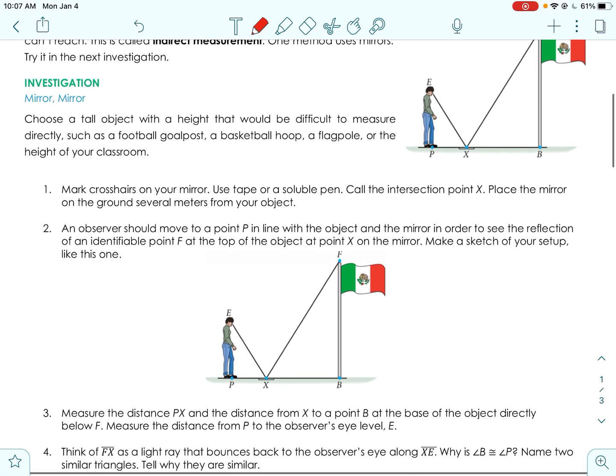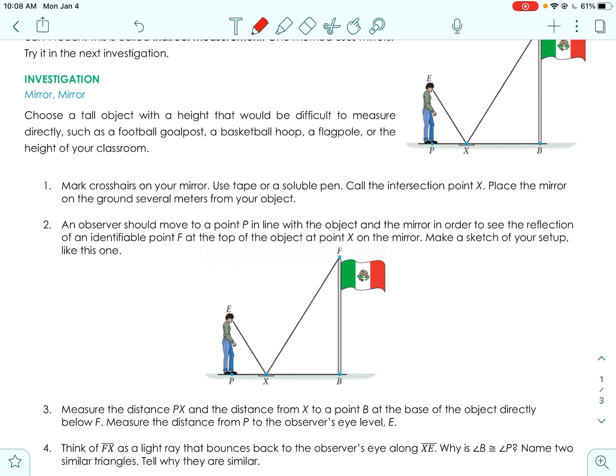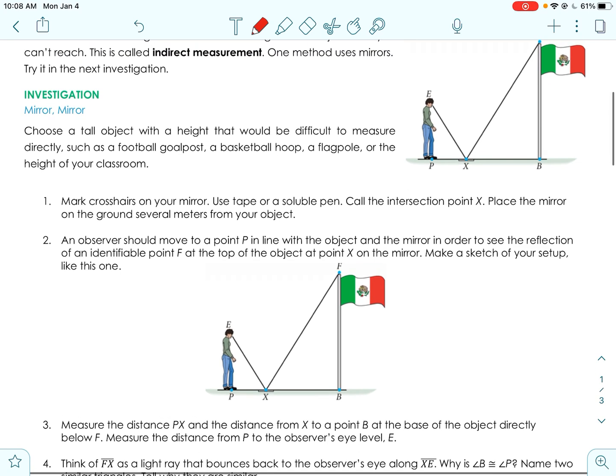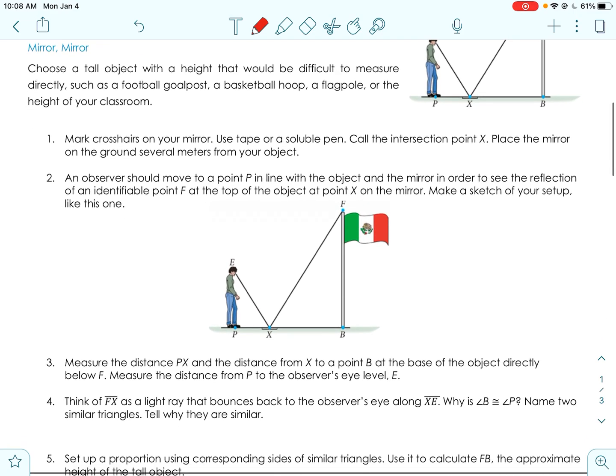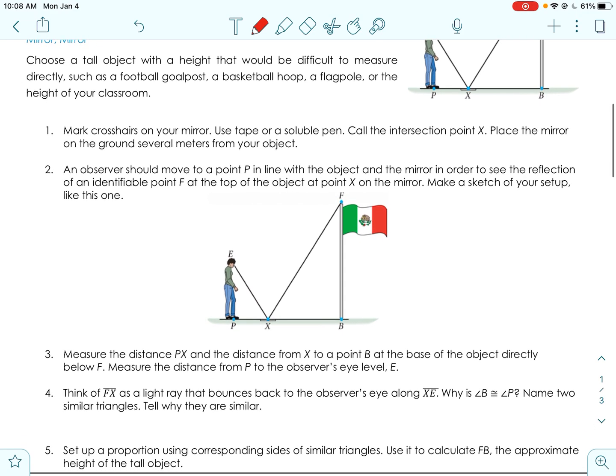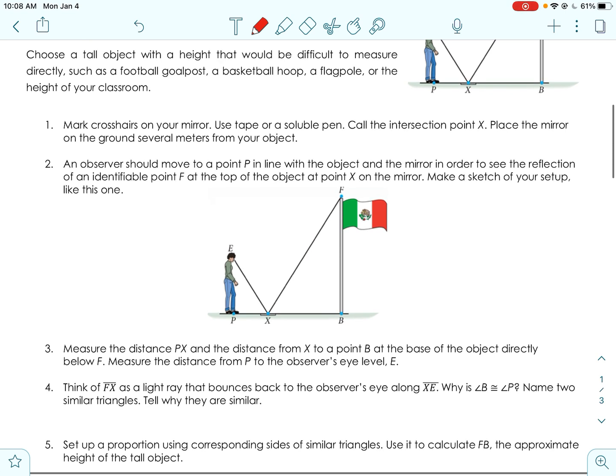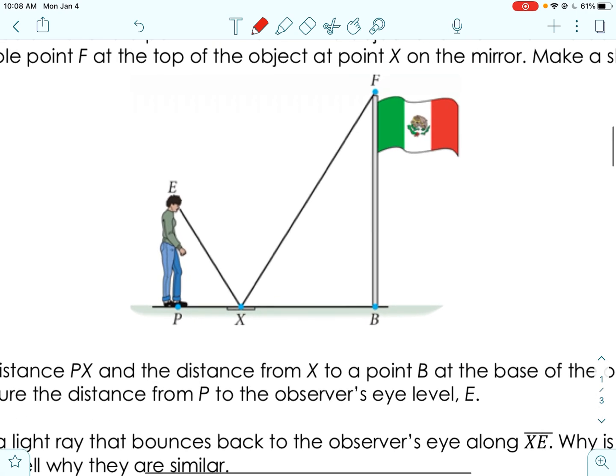So the first thing that you would do is choose a tall object. We've chosen a flagpole here. It would be difficult to measure directly because we can't take a tape measure or a ruler and start measuring that. You could use a goalpost for football, a basketball hoop, a flagpole, the height of your classroom. But what you would do is take a mirror and place that mirror on the ground several feet away from the object that you're measuring. You can see in this picture, they've placed this mirror some distance away from this flagpole.